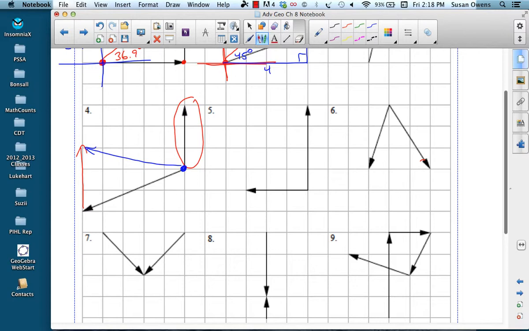So instead of changing them each to component form and adding them together, if you want, you can pick up the vectors and move them, and then you can find the resulting vector. Either way works.